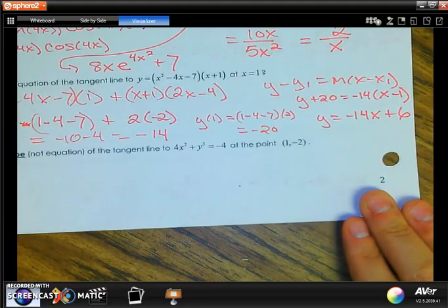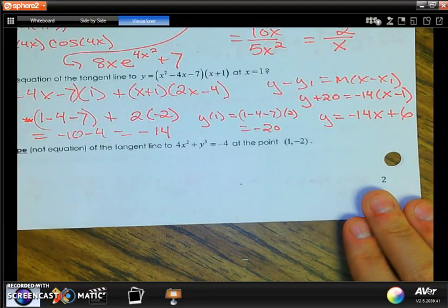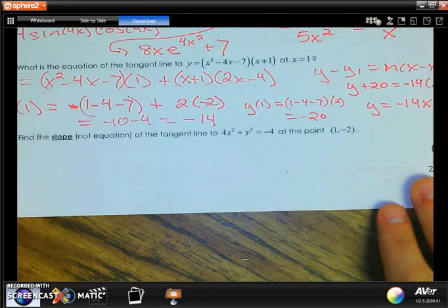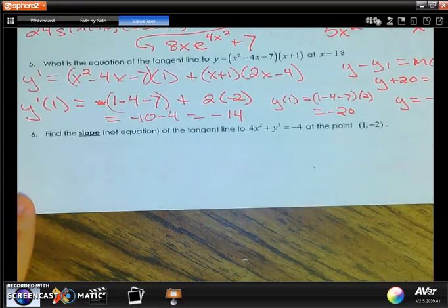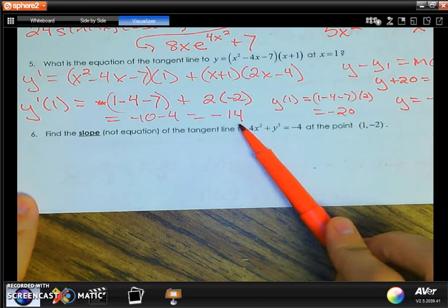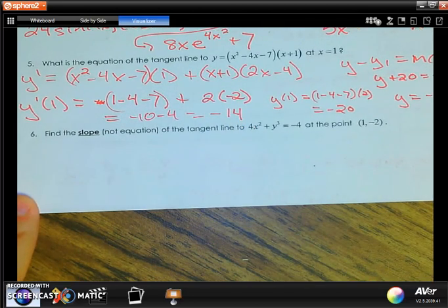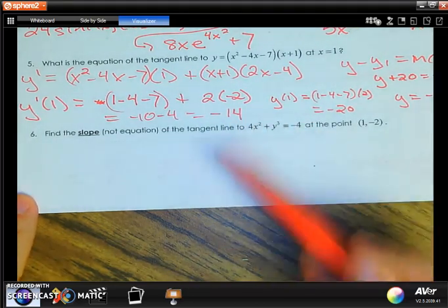All right, number 6 says find the slope, not the equation of the tangent line. So make sure you're answering the question that they ask you. Here, we get to stop right after you find the slope. Okay, so all I need to do is find the slope. To find the slope of this, that's asking for the derivative.